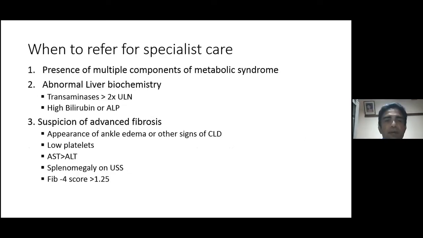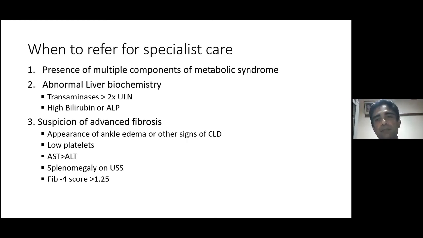So finally, when to refer for specialist care? Presence of multiple components of metabolic syndrome, as I explained to you all earlier, is a risk factor for advanced fibrosis. And abnormal liver biochemistry. Most of the time, non-alcoholic fatty liver disease patients do not have high transaminases. Non-alcoholic fatty liver without inflammation does not give rise to high transaminases. So if the patient has transaminases more than 2 times the upper limit of normal, or any evidence of cholestasis, high bilirubin or alkaline phosphatase, the patient should be referred to a specialist.